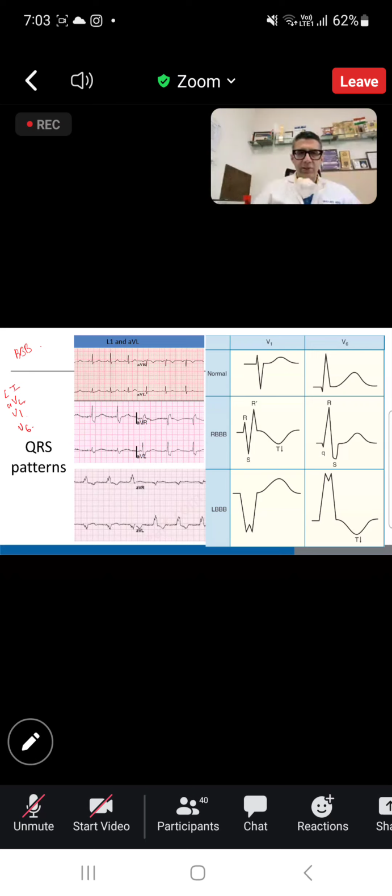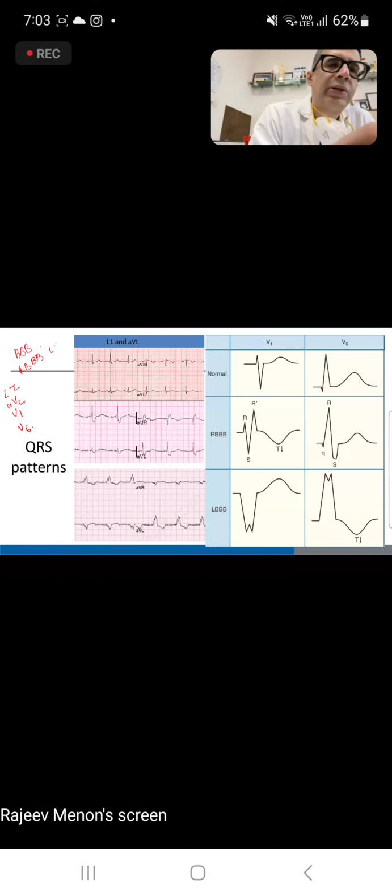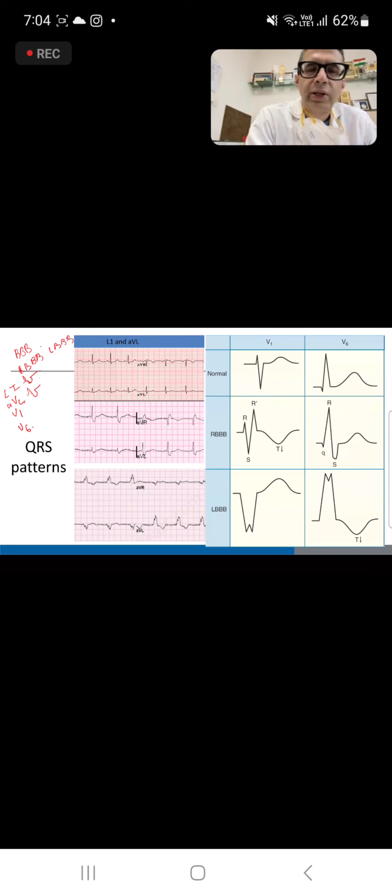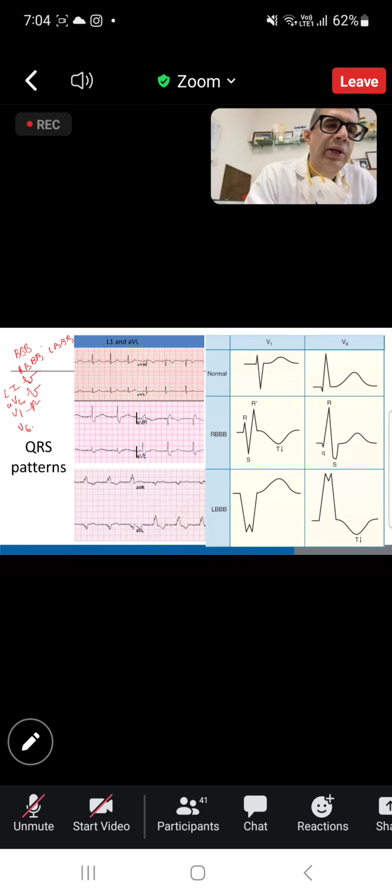So what happens in RBBB and what happens in left bundle branch block? Remember that in L1 and aVL, in right bundle branch block, you will have a slurred S wave. In V1, you have the famous RSR pattern. And in V6, the opposite of RSR occurs, so you have the QRS pattern.